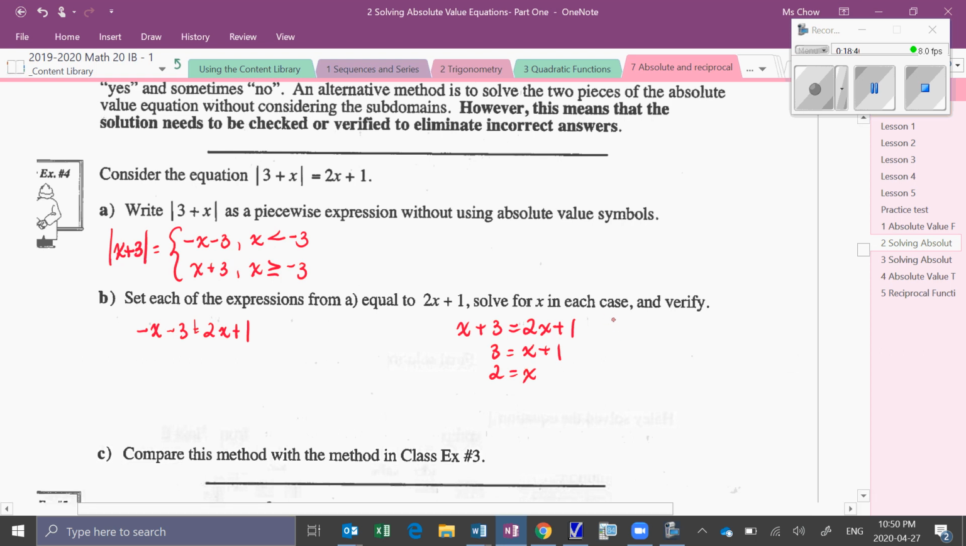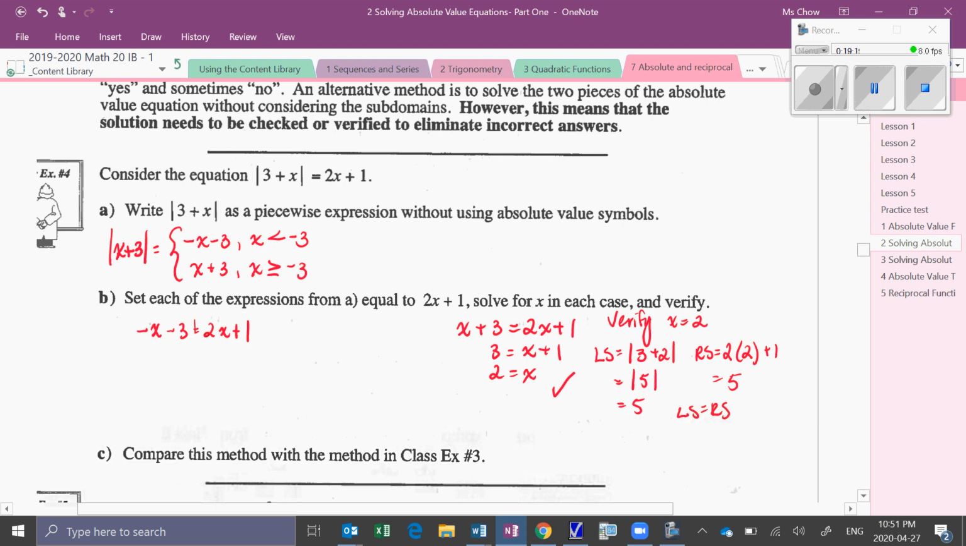So when I verify, I'm going to verify in the original absolute value equation. So when I verify x is equal to 2, my left side is equal to the absolute value of 3 plus 2, which is the absolute value of 5, which is simply 5. On the right side, I have 2 times 2 plus 1, or 4 plus 1, which is 5. So left side equals right side, and so that tells me that x equals 2 is a solution.